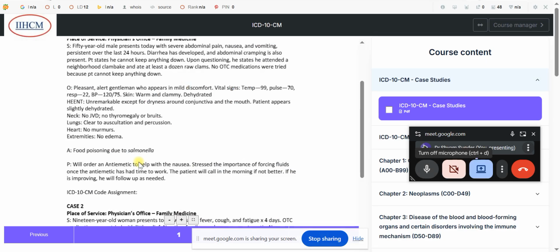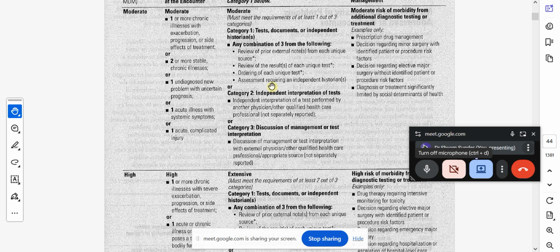Now coming to the data. Apart from the patient, this data source, is any other data ordered or reviewed as far as this summary is concerned? There are no tests ordered, no test results reviewed, and no independent interpretation. There is no other historian, there is no discussion with another physician. So what is the data?